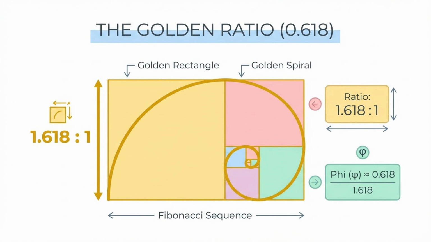If we continue dividing the rectangle into smaller squares and draw a curve through them, we form the golden spiral. This spiral appears in many natural places, such as seashells, hurricanes, and some plants. The golden ratio is also closely related to the Fibonacci sequence, because as the Fibonacci numbers get larger, the ratio between them becomes closer and closer to the golden ratio. This connection makes the golden ratio both beautiful and mathematically interesting.